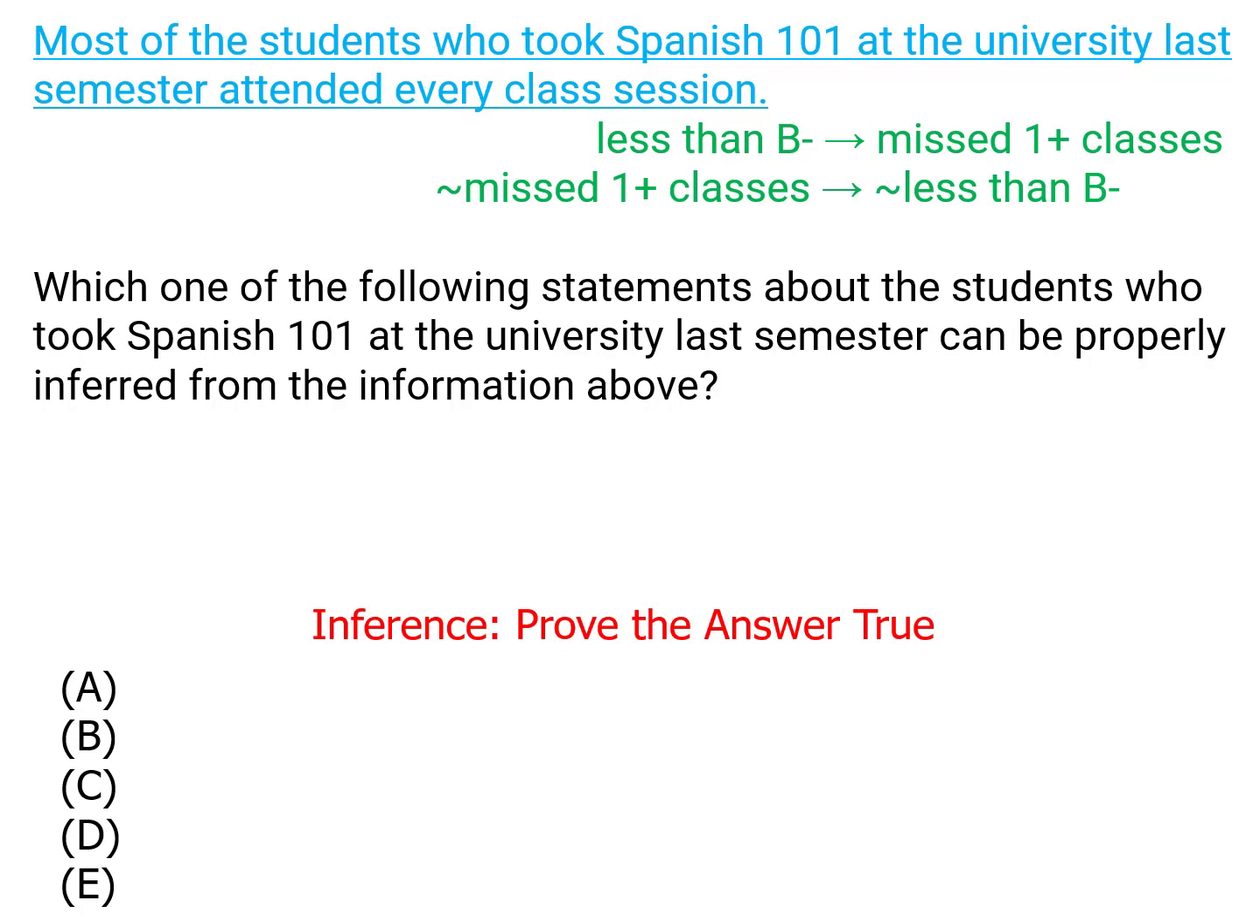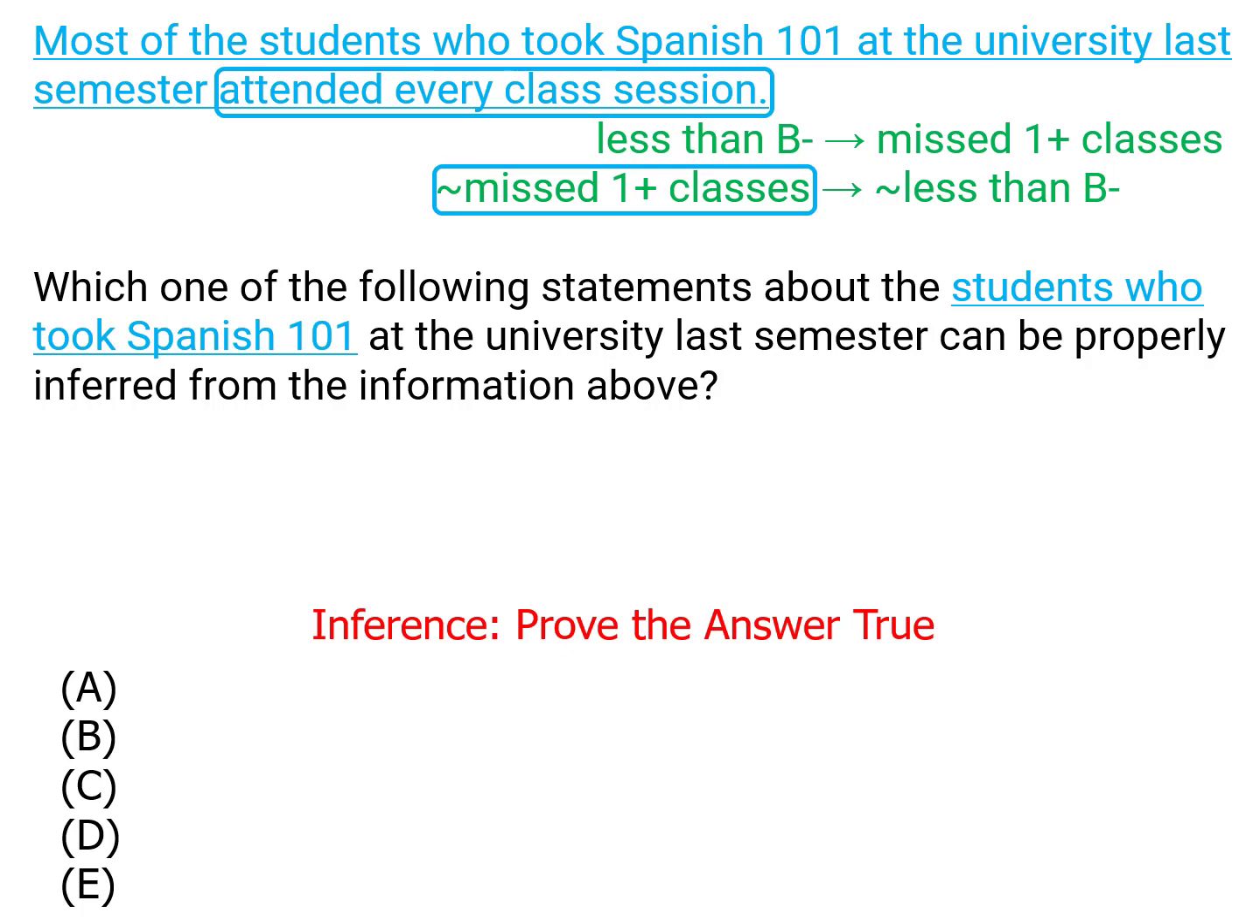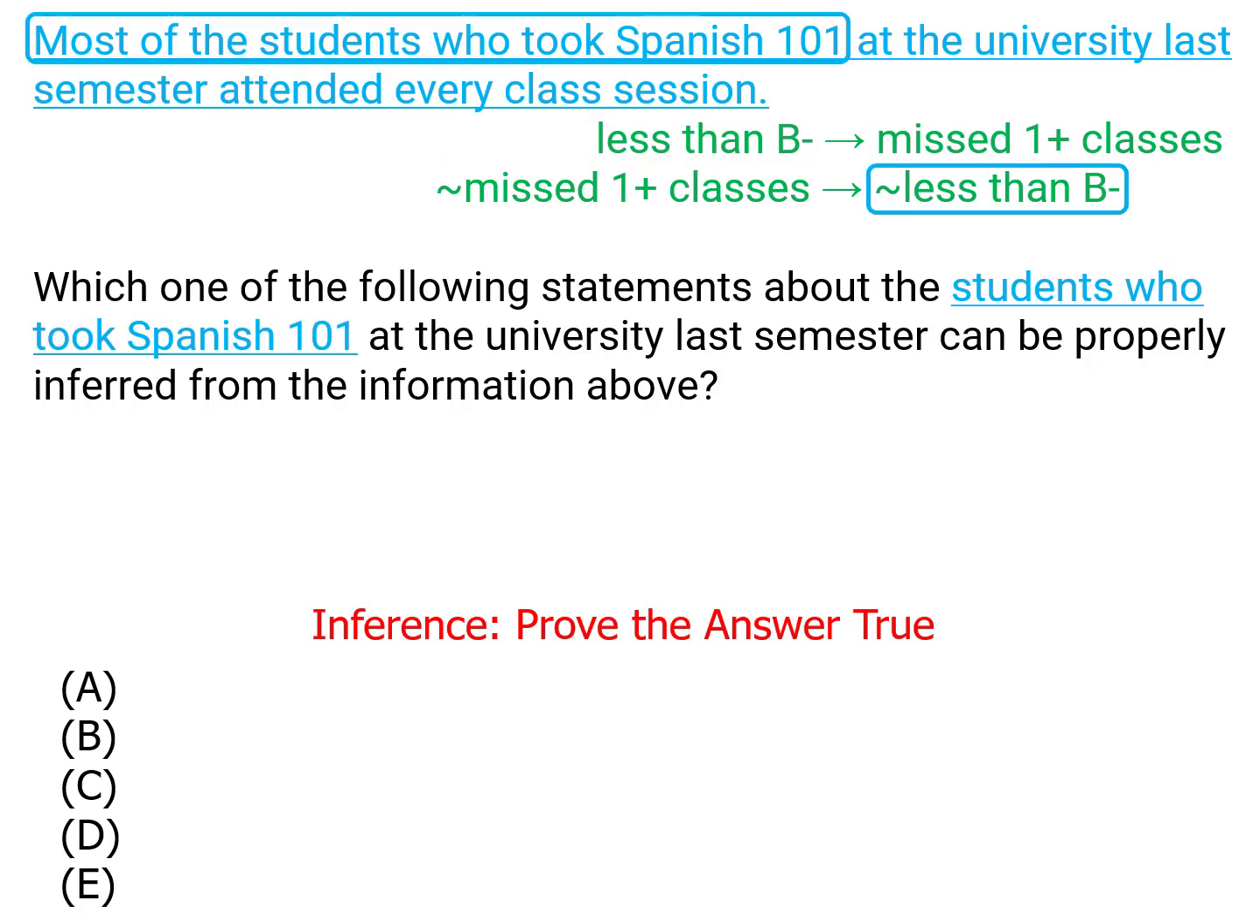Now remember, the question is asking us to make an inference about students who took Spanish 101 last semester. We know something about students who took Spanish 101 last semester. They attended every class. And if they attended every class, that means they didn't miss one or more classes. And we know if they didn't miss one or more classes, then they didn't get less than a B-. So, most of the students who took Spanish 101 didn't get less than a B-. With an inference question that's heavily dependent on formal logic, we can often say exactly what the answer is going to look like. So let's look at the answers to see what we can prove.